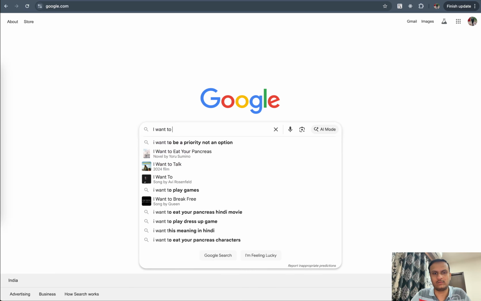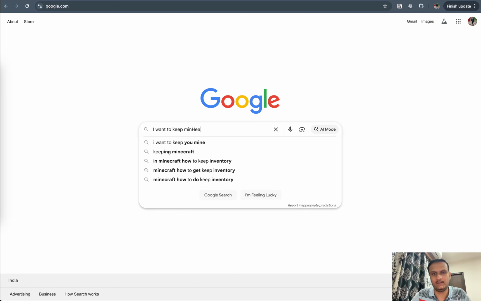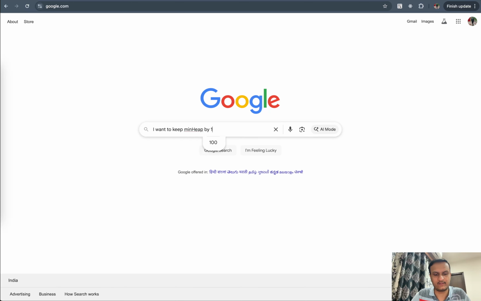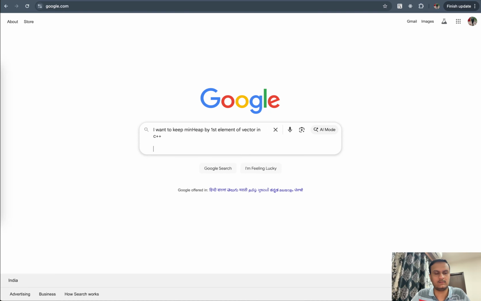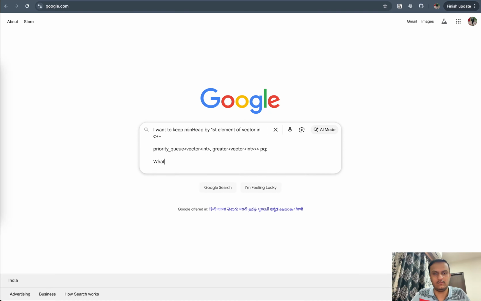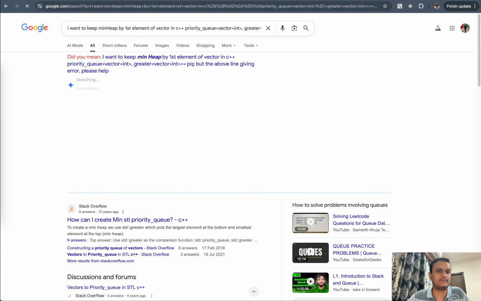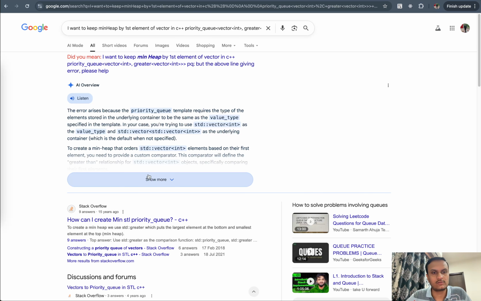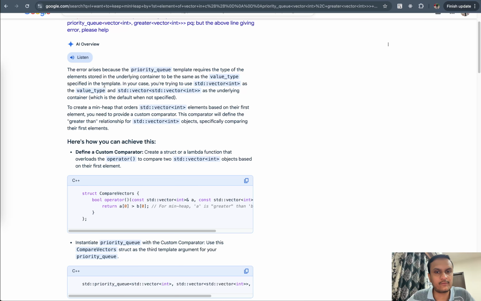I want to keep a min heap by the first element of the vector in C++, but the above line is giving an error. Something like, because the priority queue template requires the type of value type.